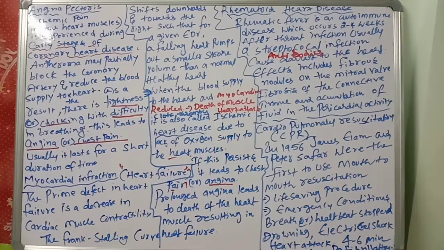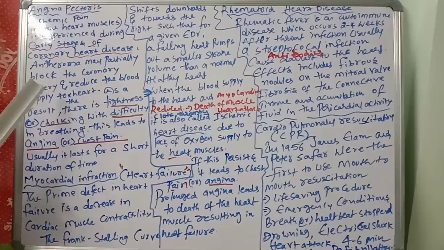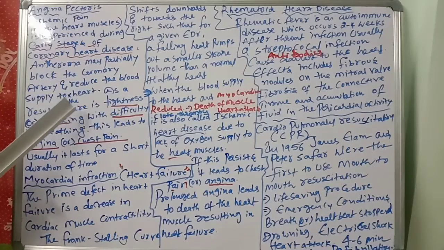Okay, children, once again we are discussing, listen carefully. Angina pectoris is an ischemic pain in the heart muscles, experienced during early stages of coronary heart disease. Atheroma partially blocks the coronary artery and reduces the blood supply to the heart. As a result, there is tightness and choking with difficulty in breathing. This leads to angina or chest pain. Usually it lasts for a short duration of time.